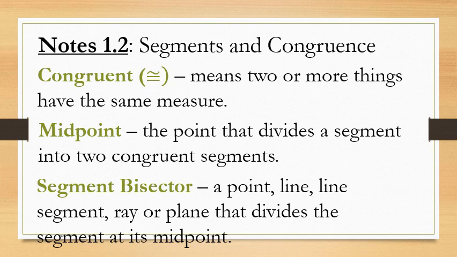A midpoint, we talked about that yesterday in class, but it's a point which divides a segment into 2 congruent segments. It doesn't divide a line into congruent segments because lines go on forever, so you have to make sure that we say that it divides a segment. And a segment bisector actually goes through the midpoint, so it is a point, a line segment, a ray, or a plane that divides a segment at its midpoint.